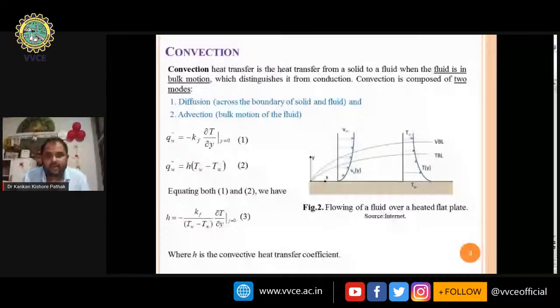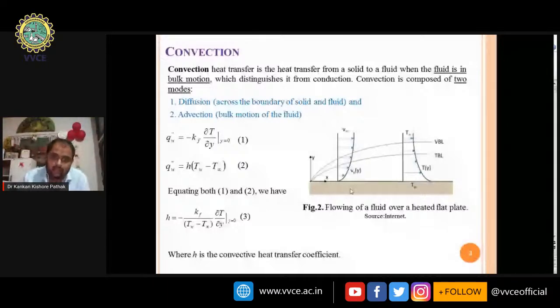In this figure I am showing the flow of a fluid over a heated flat plate. The temperature of the plate is maintained at a very high value and the fluid is flowing over it, so heat is transferring from that body to the fluid. At the vicinity of the solid surface, the velocity is 0 because of the no slip condition, and it gradually increases in the subsequent layers, as the retardation effect decreases when the fluid layers move away from the solid surface.